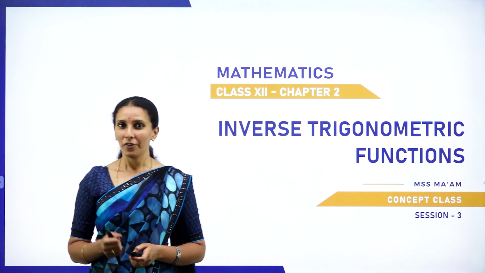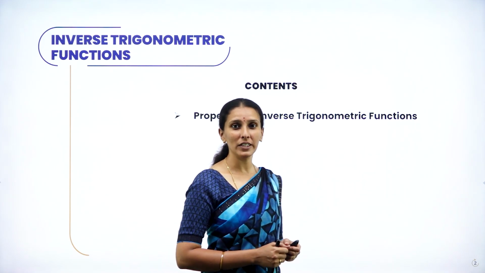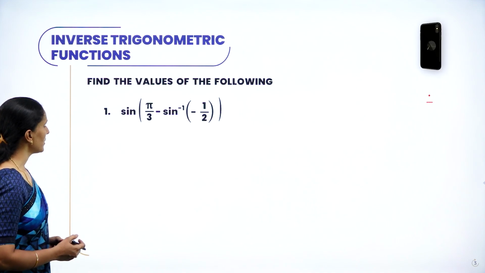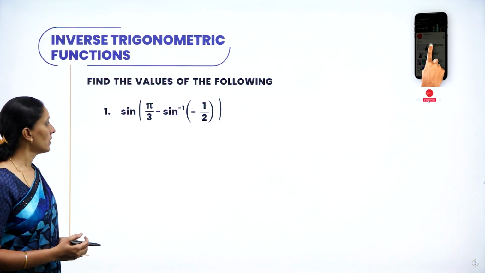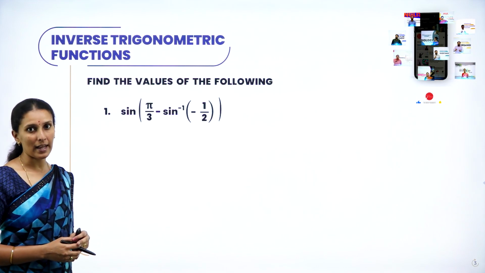In today's session, we are going to take up a few problems related to the properties of inverse trigonometric functions. Let's solve those problems. The first question is we have to find the value of sine of pi by 3 minus sine inverse of minus half.